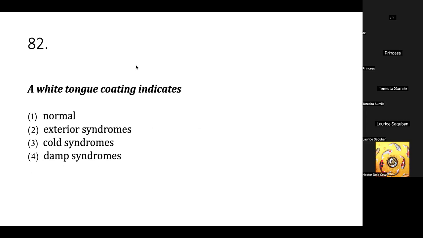Number 82, white tongue coating. Sir, white tongue coating is pwedeng normal. Tapos, exterior. Pwedeng exterior, pwedeng cold. Ang damp. 1, 2, 3. Letter A. Ang damp, anong itsura ng coating? Greasy. Slippery. Sticky. Grayish coating.